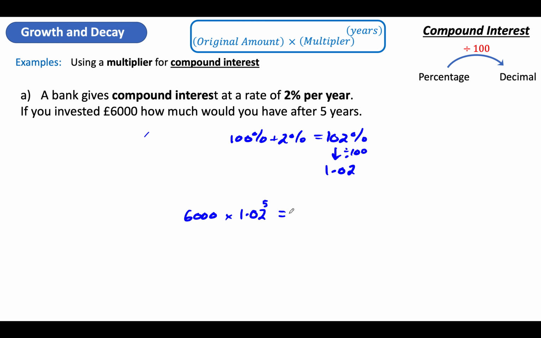Much easier, it says. Right, and this is money again, isn't it? So I need to make sure that I've rounded it to the nearest pence. So 0.48 in this case.